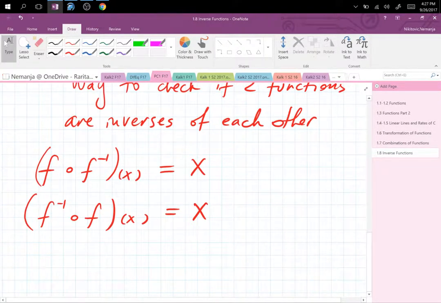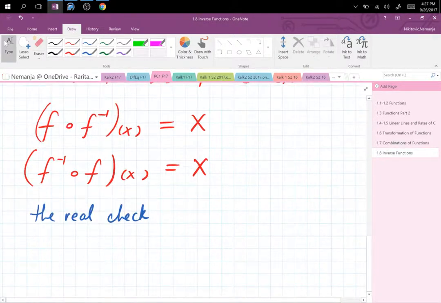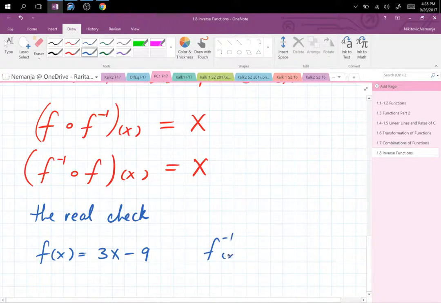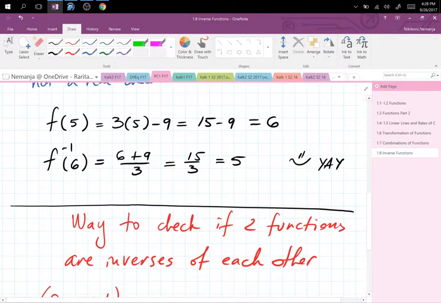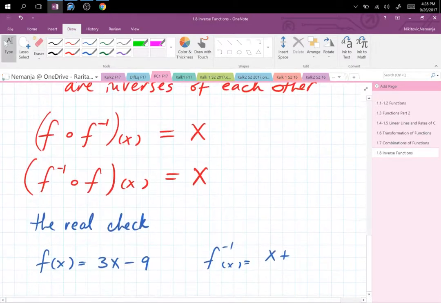Now the actual check of the previous problem, the real check. We have f of x, what was it? 3x minus 9? And we computed the inverse as x plus 9 over 3. Yeah, x plus 9 over 3.